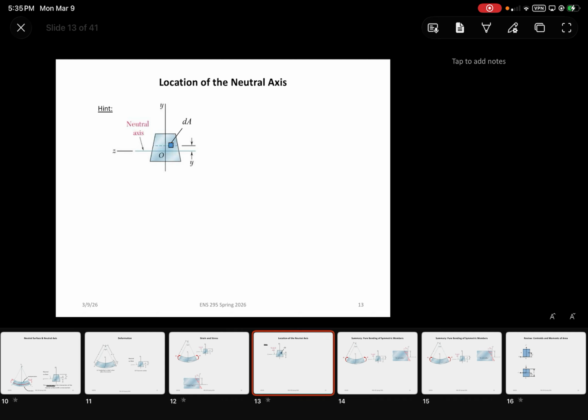We can use a similar approach where we use sigma x again as negative E y over rho, and use this in our sum of the moments about the z-axis.